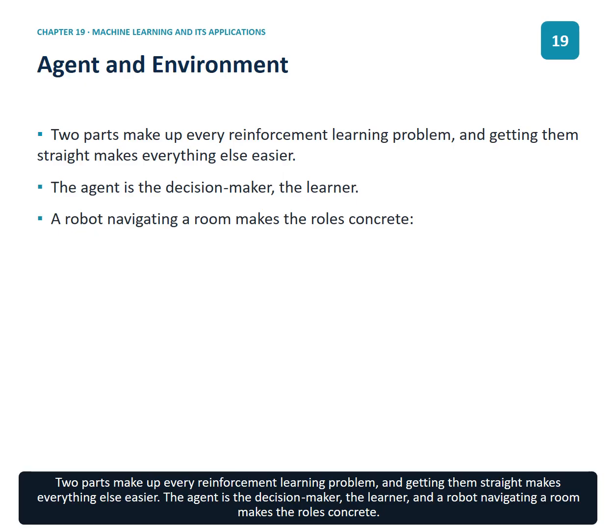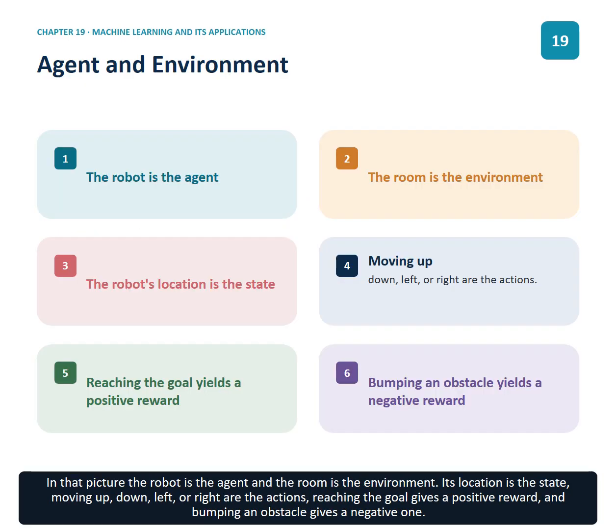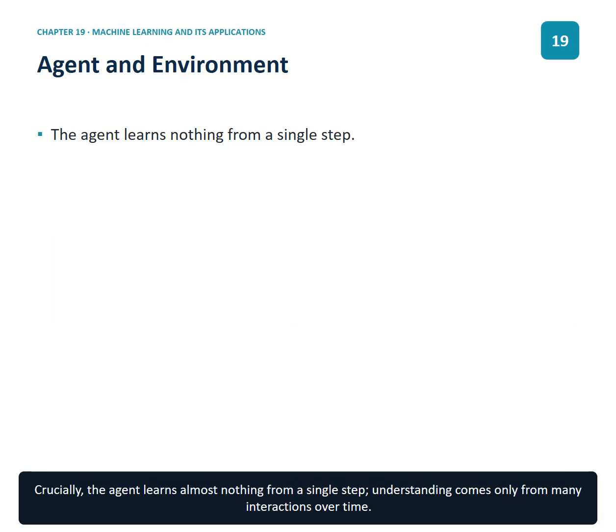Two parts make up every reinforcement learning problem, and getting them straight makes everything else easier. The agent is the decision maker, the learner, and a robot navigating a room makes the roles concrete. In that picture, the robot is the agent and the room is the environment. Its location is the state. Moving up, down, left, or right are the actions. Reaching the goal gives a positive reward, and bumping an obstacle gives a negative one. Crucially, the agent learns almost nothing from a single step.